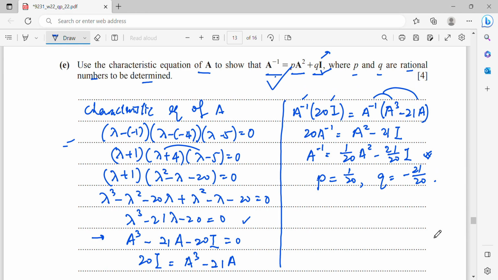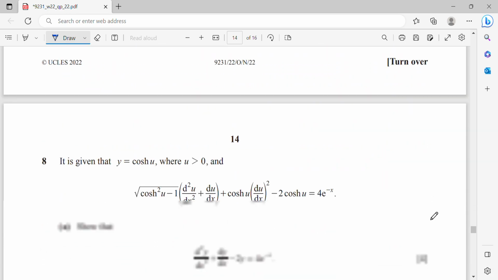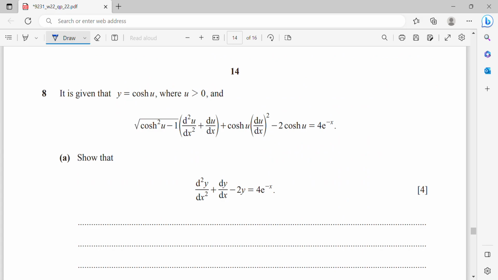So let's move on to the last question of this paper, which is question 8. Now, it is given that y equals cos u, where u is more than 0, and square root of cos squared u minus 1 times d squared u over dx squared plus du over dx, then plus cos u times the square of du over dx minus 2 cos u equals 4e to the power of minus x. This is the given equation.